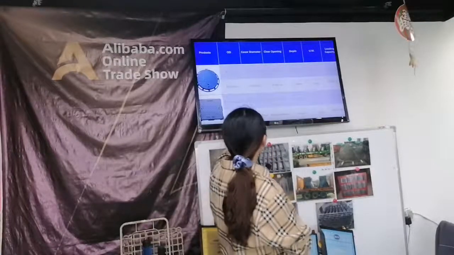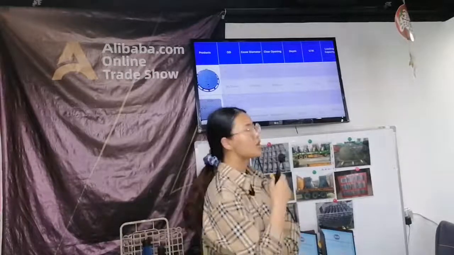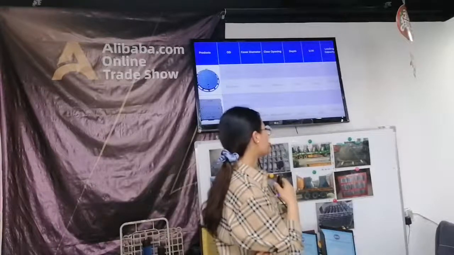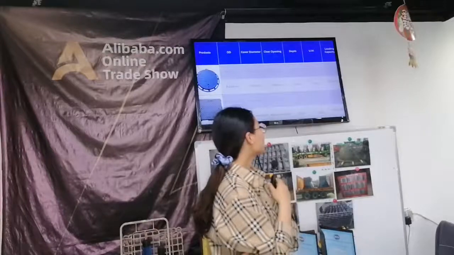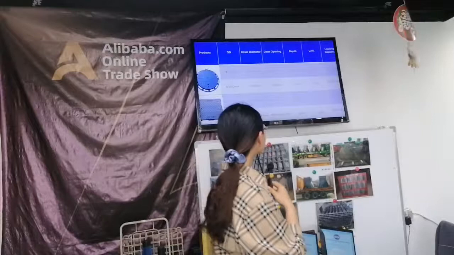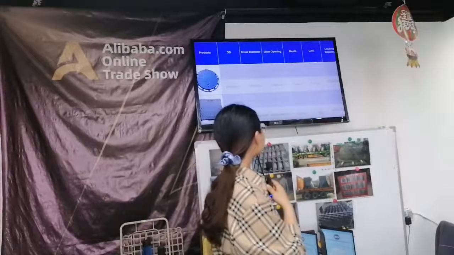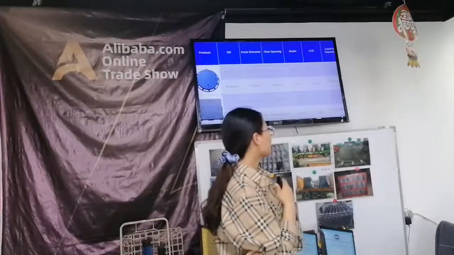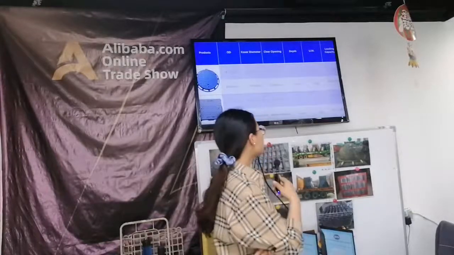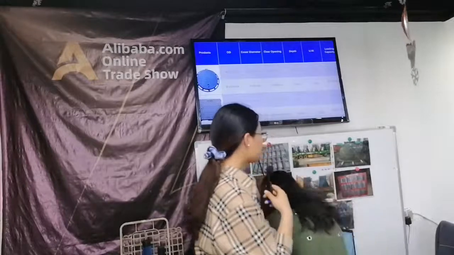This one. For this one, the outer diameter is 400 millimeter. The depth is 30 millimeter, and the unit weight is about 9 kilograms. Another one. For this one, the outer diameter is 500 millimeter. The depth is 35 millimeter. The unit weight is about 15 kilograms.